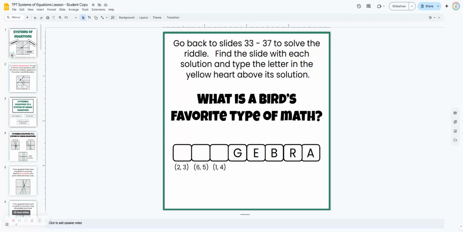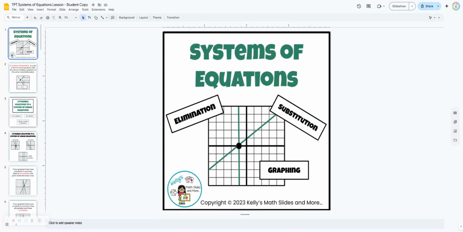So that is a long lesson. I would take 2 or 3 days on systems of equations.